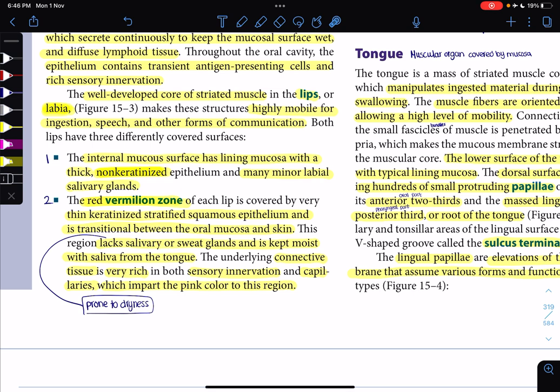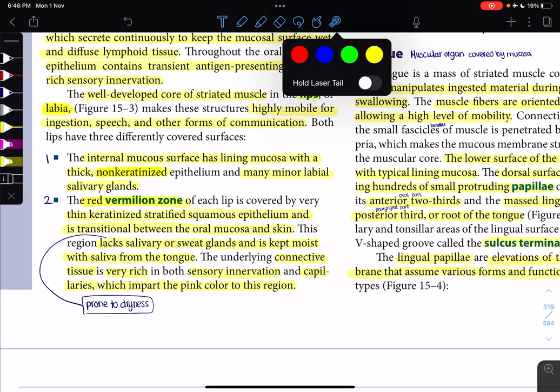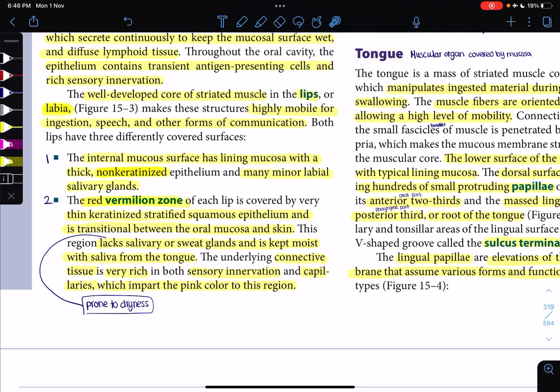So the internal mucous surface is non-keratinized, whereas the red zone or vermilion zone of each lip is covered by thin keratinized stratified squamous epithelium. And this region has no salivary or sweat glands and is kept moist with saliva from the tongue. So because it has no salivary or sweat glands, it is very prone to dryness. It can get dry really quickly, but it is kept moist with saliva coming from the tongue.